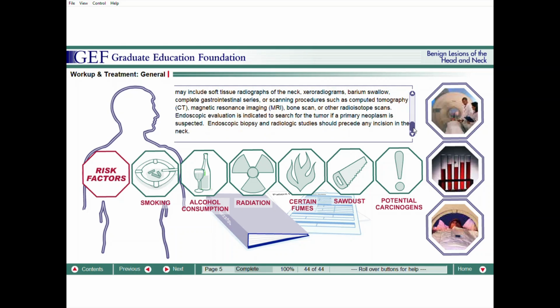Endoscopic evaluation is indicated to search for the tumor if a primary neoplasm is suspected. Endoscopic biopsy and radiologic study should precede any incision in the neck.